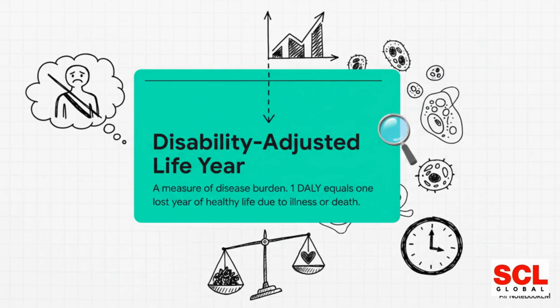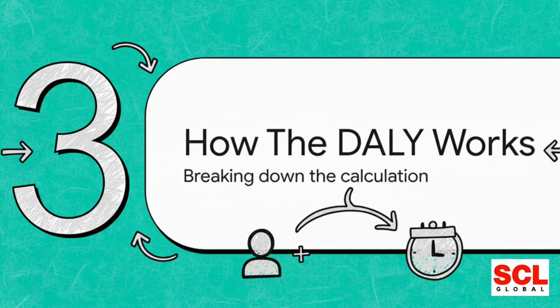So what is a DALY exactly? Well, you can think of one disability-adjusted life year as one lost year of healthy life. Simple as that. The higher the DALY number for a particular disease, the greater its burden is on society. So the whole goal of public health through this lens becomes really clear. Minimize DALYs.